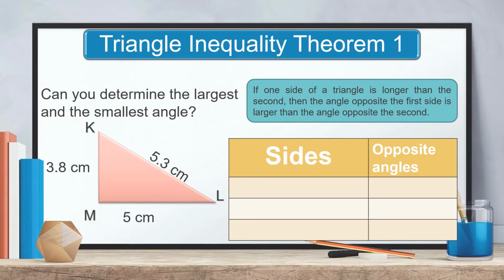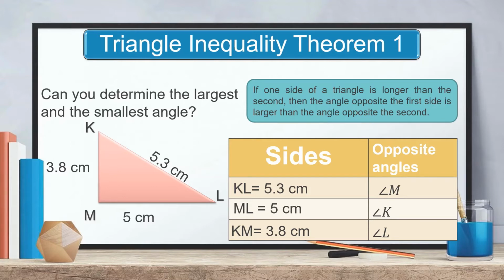So in triangle KLM, we have side KL measuring 5.3 centimeters and its opposite angle is angle M. And then we have ML, which measures 5 centimeters and its opposite angle is angle K. And then we also have side KM measuring 3.8 centimeters and its opposite angle is angle L.